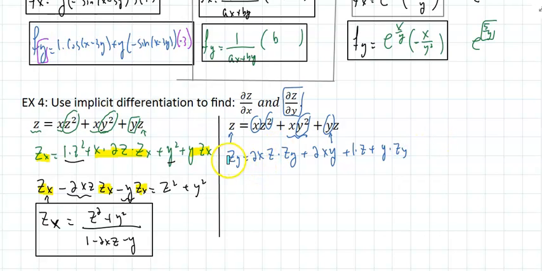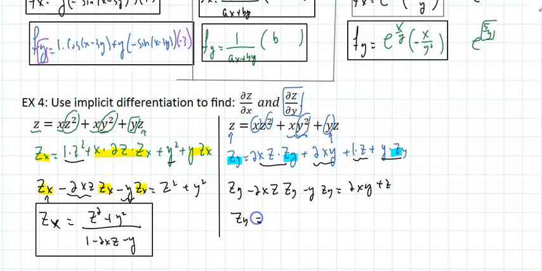The same deal, get all the z sub y's on one side. So I'm going to get z sub y minus 2x z sub y minus y z sub y equaling 2xy plus z. Factor out z sub y, you will have a 2xy plus z divided by, if you factor z sub y out of each of those, you will have a 1 again, minus 2xz minus y.